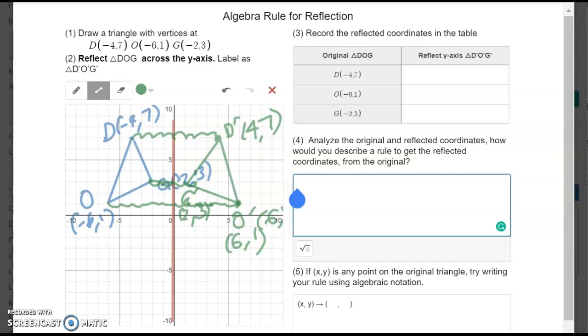Oh, I think I made a mistake here. So that should not go to here. Let me redo that. Okay, so it should go from here to there, from here to here, and back to D prime is right here. Okay, so that's my reflected triangle, and you can tell that it does look like a reflection. It's a mirror image of each other. So D prime has the coordinate of 4, 7.